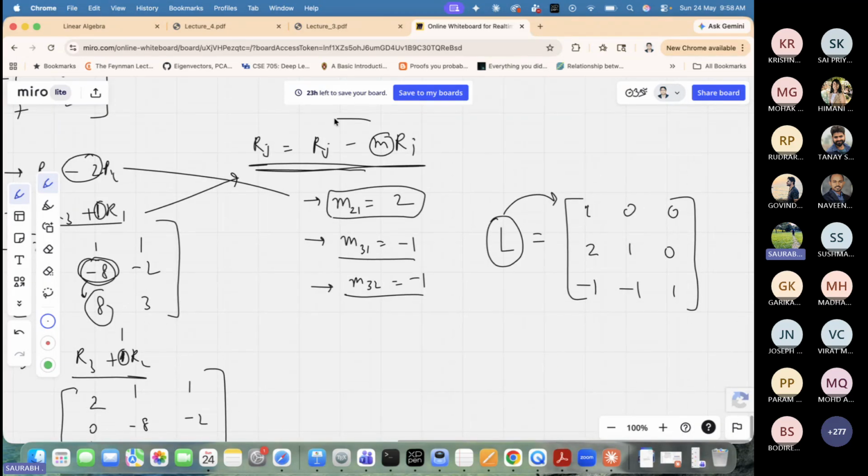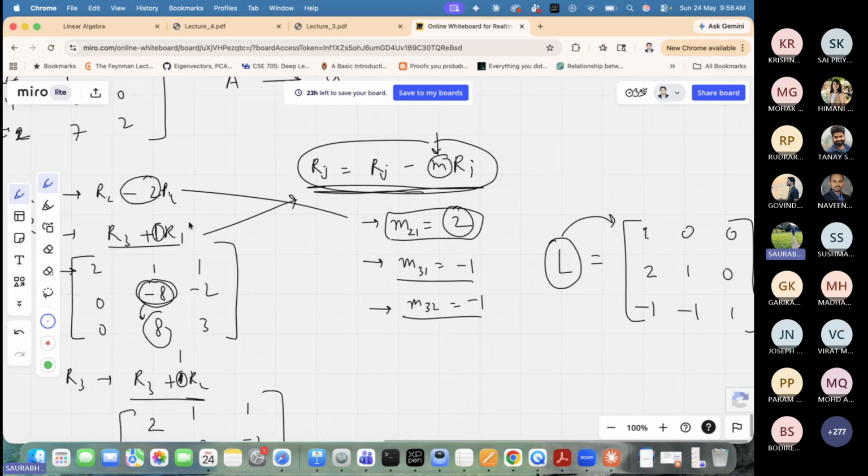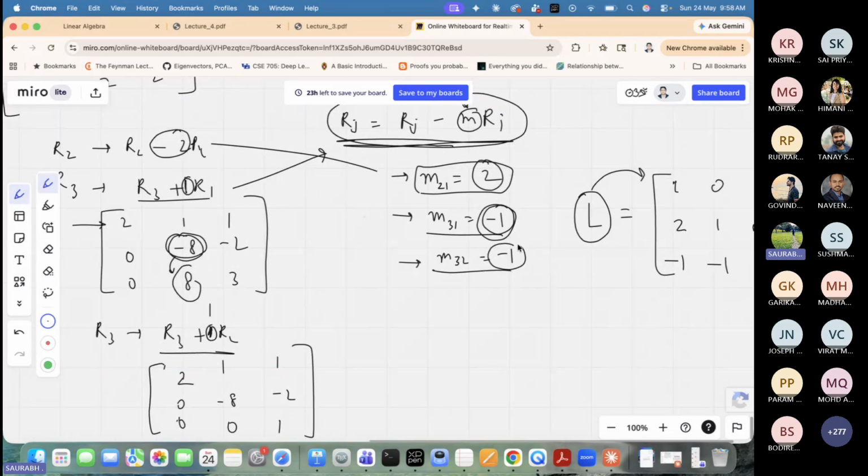And then you compare it with this standard equation. You get to what is the value of M. The value of M in the first one was 2. In the second one, because it was R3 plus R1, hence we have found it as minus 1. In the third one, we have R3 plus R2, hence we have found it as minus 1.